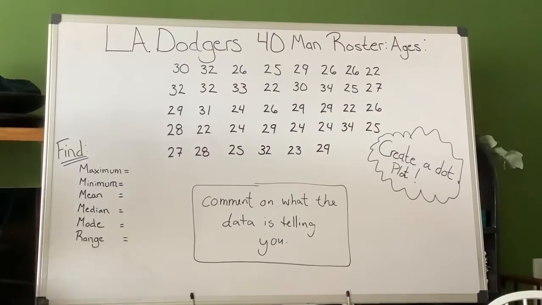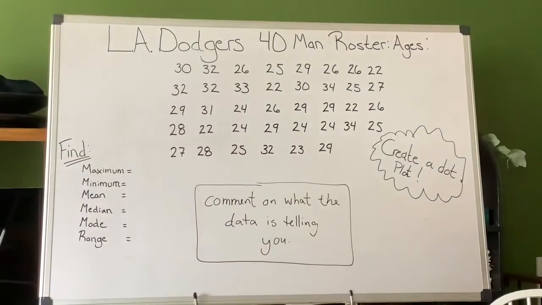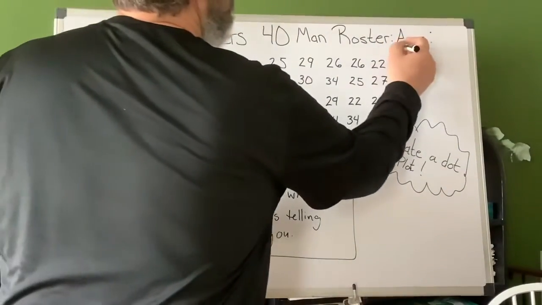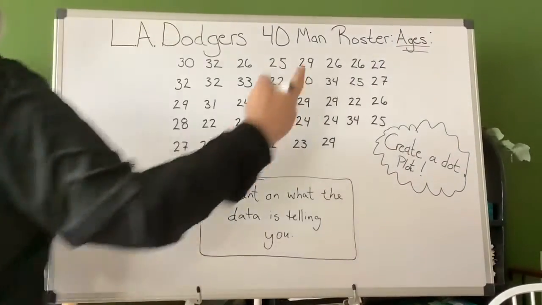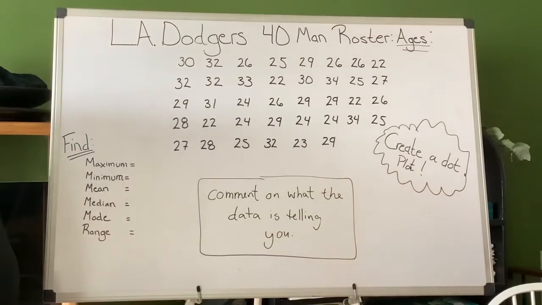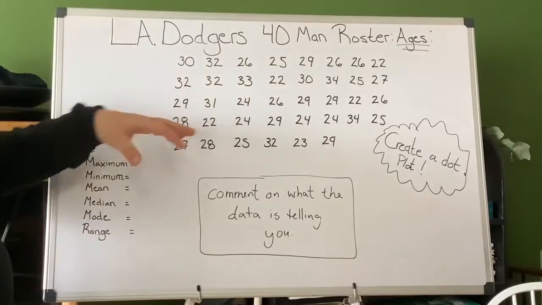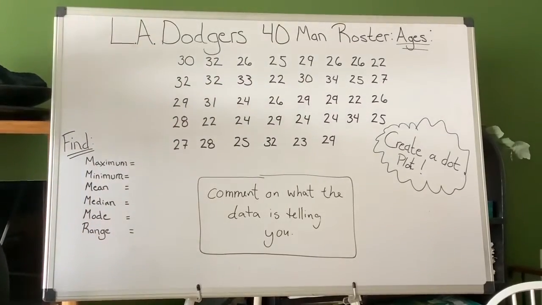So this is the 40-man roster for the Los Angeles Dodgers. This is their ages. Don't ask me why there's only 38 data points. I don't know. Maybe at this point they haven't completely filled out the 40-man roster, or they made some changes to it or something. But anyway, there's only 38 data points on the 40-man roster.